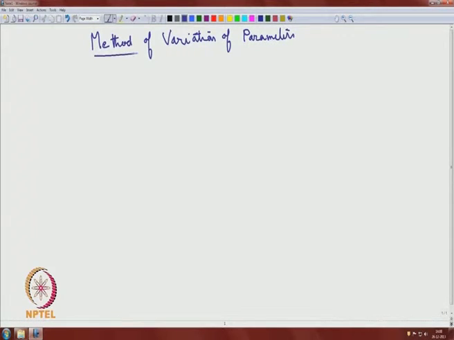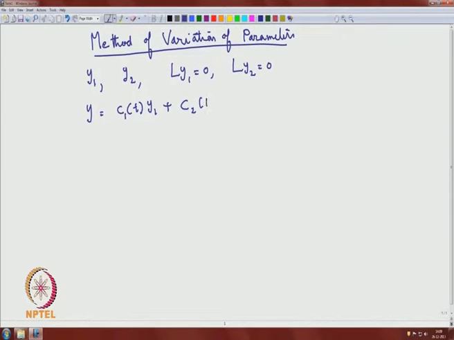So, what are the things we have been given? We have been given two solutions y 1 and y 2, which are solutions to the homogeneous equation. Therefore, L y 1 is equal to 0, L y 2 is equal to 0, and our idea is to look for a solution y of the form C 1 t y 1 plus C 2 t y 2, so that y is a solution to the non-homogeneous equation. So, y satisfies L y equal to R.